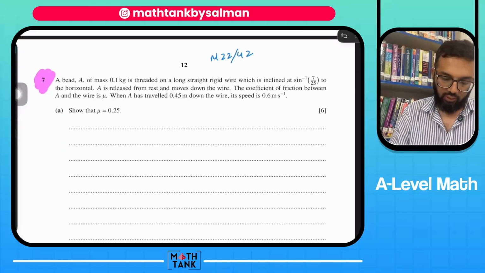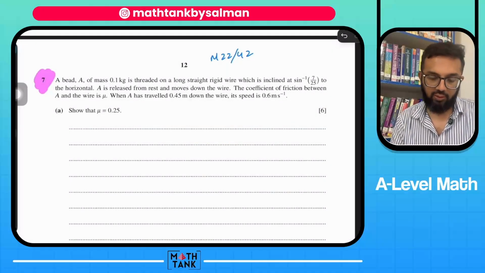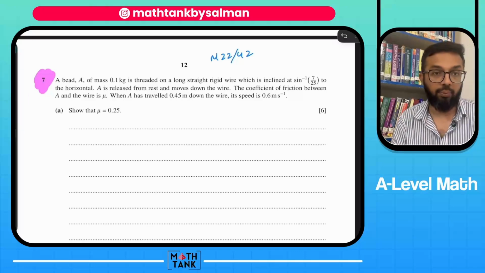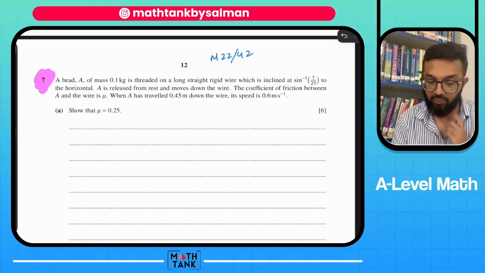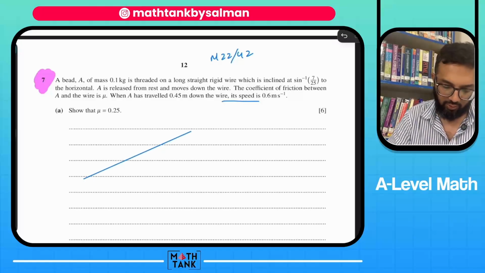March 22, I think, 4-2. It says a bead A of mass 0.1 kg is threaded on a long, straight, rigid wire which is inclined at sine inverse of this. A is released from rest and moves down the wire. The coefficient of friction between A and the wire is mu. When A has traveled 0.45 down the wire, its speed is 0.6. So let me draw this first. Okay. What I'm going to do is say that sine theta equals 7/25.